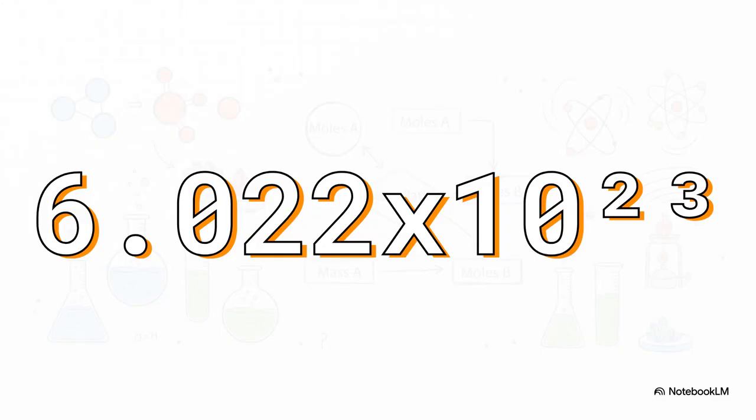So, what's the magic number? It's this, Avogadro's number. 6.022 times 10 to the 23rd. And let me tell you, this number is mind-bogglingly huge. Just wow. To put it in perspective, if you had 1 mole of marbles, they would cover the entire surface of the Earth in a layer 50 miles deep. But atoms are so incredibly tiny that we need a number this massive to work with them.